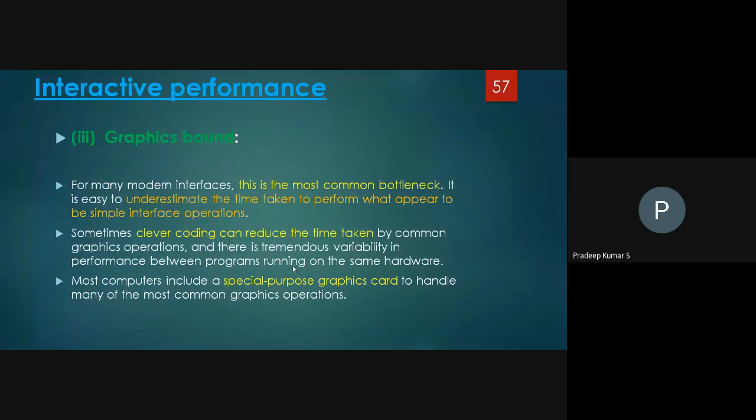Now, instead of clever coding, we can also use graphical code. That graphical code is helpful to handle the complex graphical operations. So more graphic code should be designed in order. So that is the graphics bond.